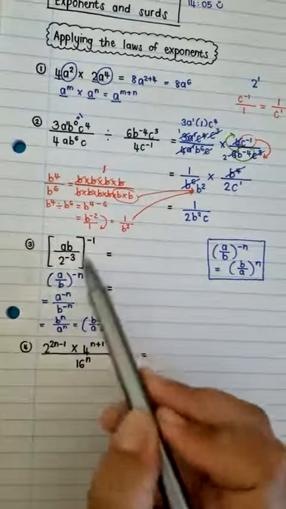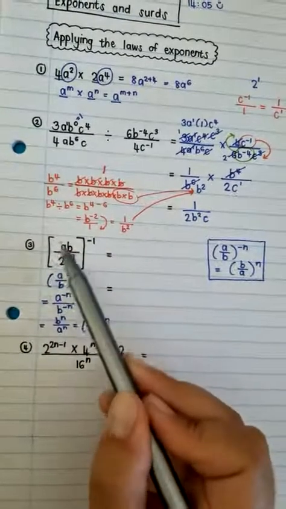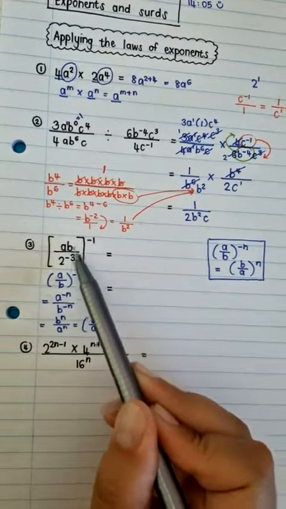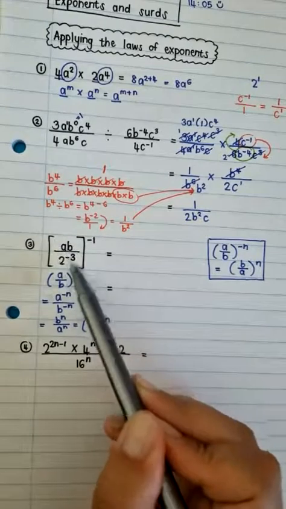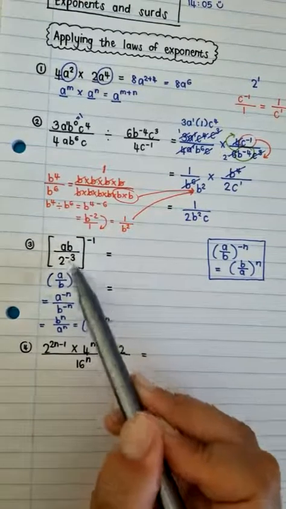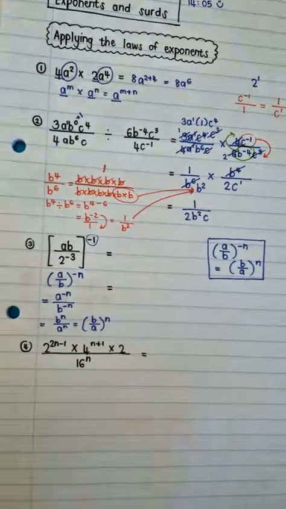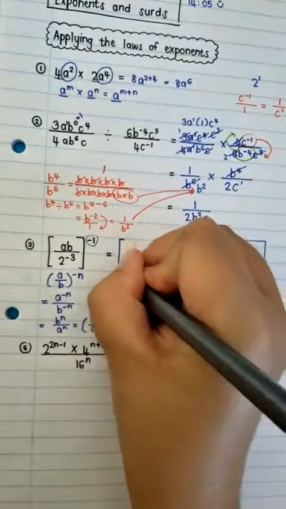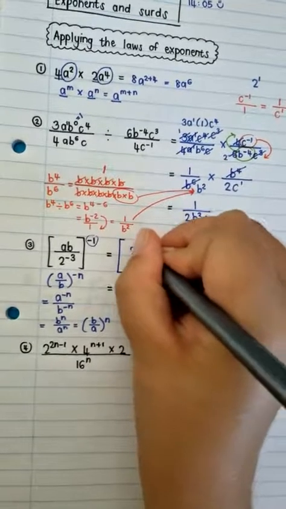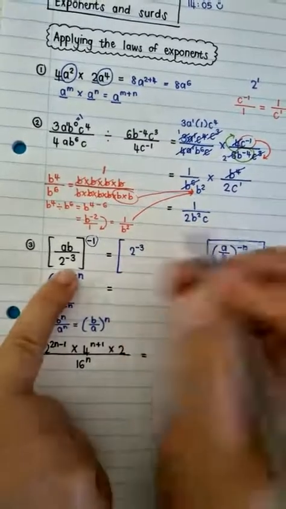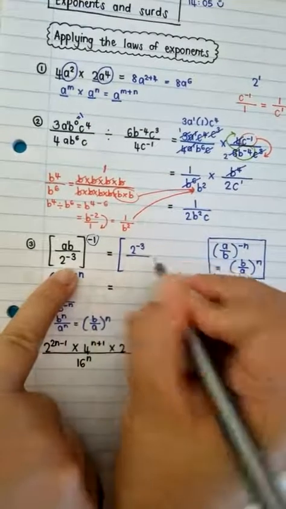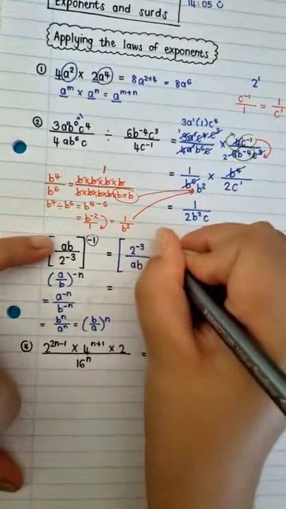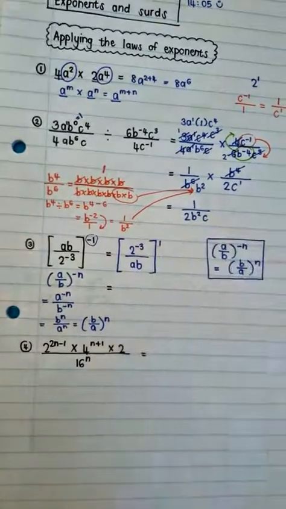So now we're going to do that in this case. This whole fraction is raised to the power of negative 1. So let's tip the fraction, swap the numerator and the denominator, and then this exponent is going to become positive 1. So let's see, we're going to do that. At the top, we're going to put 2 to the negative 3. So whatever was at the bottom goes to the top, and at the top we had AB, that must now go to the bottom, and that becomes positive 1.